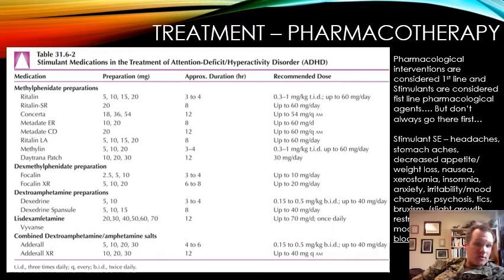Stimulant medication comes in two main types: methylphenidate or amphetamines. Dextroamphetamine comes in a couple different flavors. The mixed amphetamine salts come in a number of different flavors. And methylphenidate, as I've said, comes in a number of different formulations or flavors, as it were.